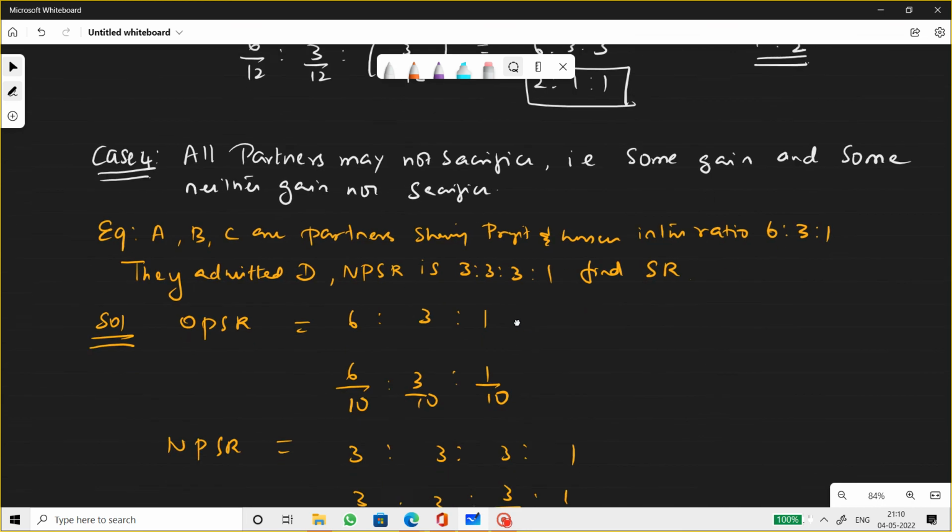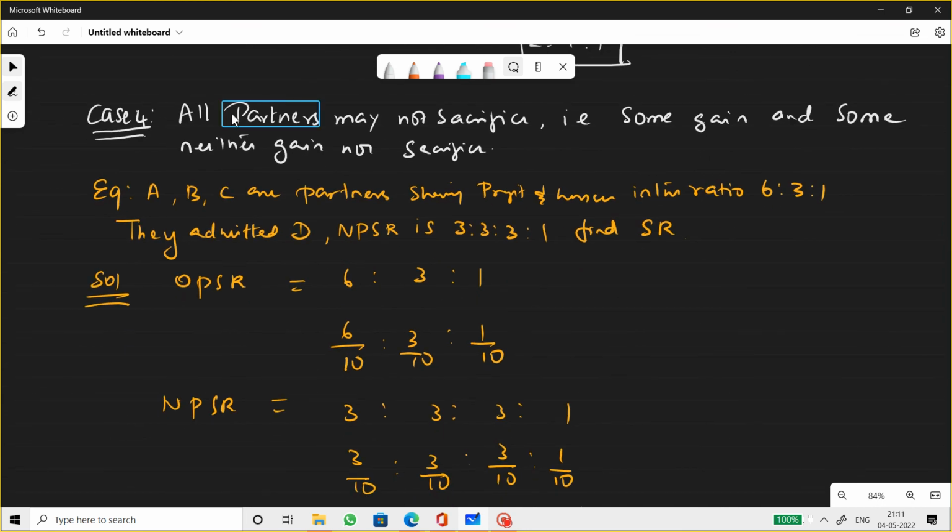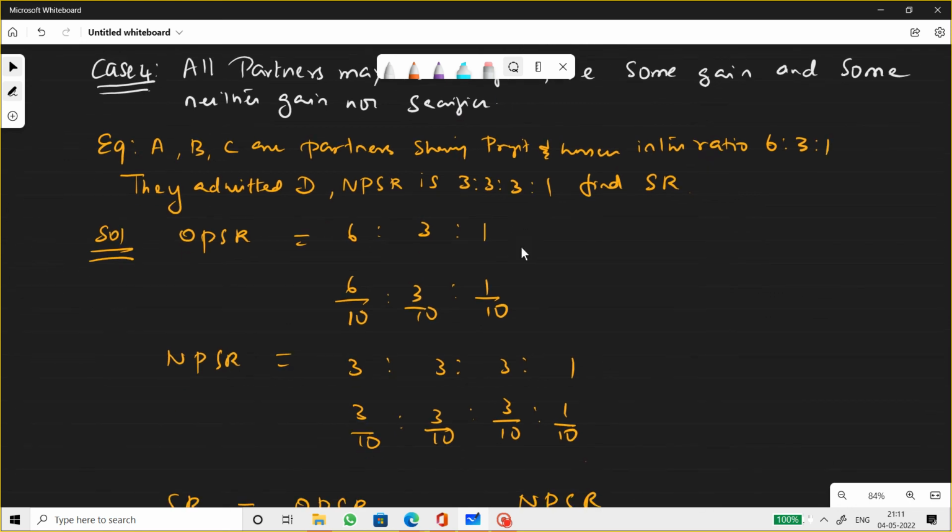Now the last case under this. Case 4, all partners may not sacrifice, that is, some gain and some neither gain nor sacrifice. There are cases where it is not needed that everyone has to sacrifice in order to admit a new partner. There can be cases where one partner gains or more than one gains, or none of them, or maybe one doesn't sacrifice at all. A, B, C are partners sharing profits and losses in the ratio of 6:3:1. They admitted D. The NPSR is 3:3:3:1.